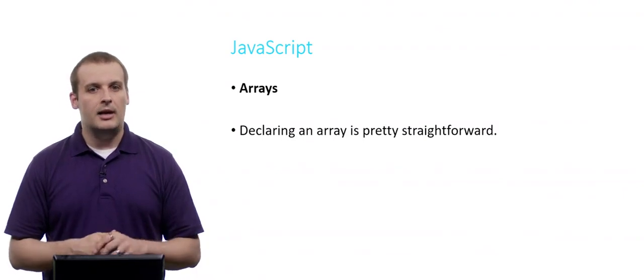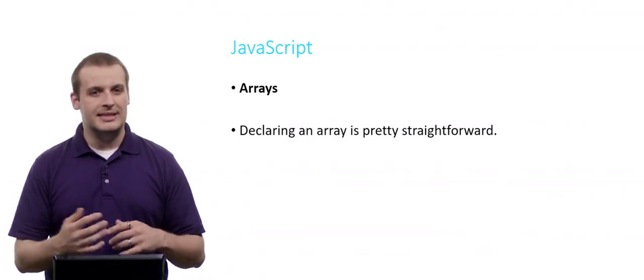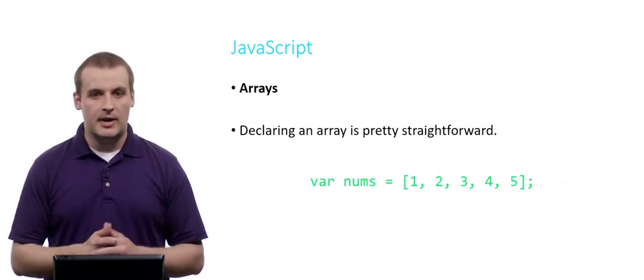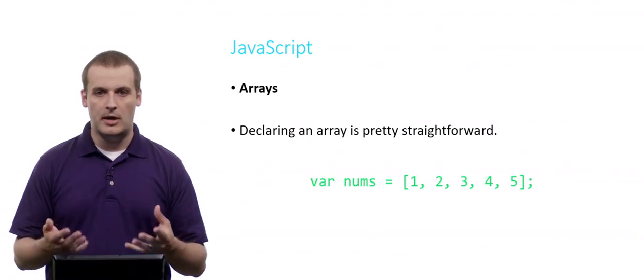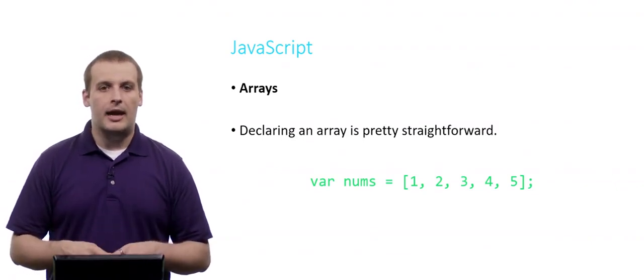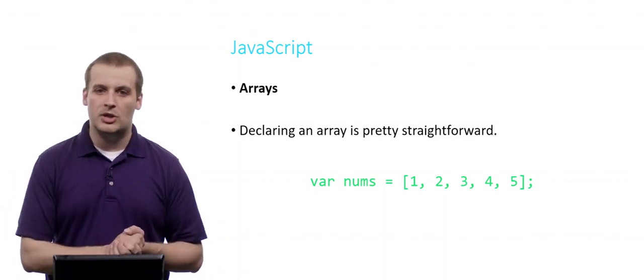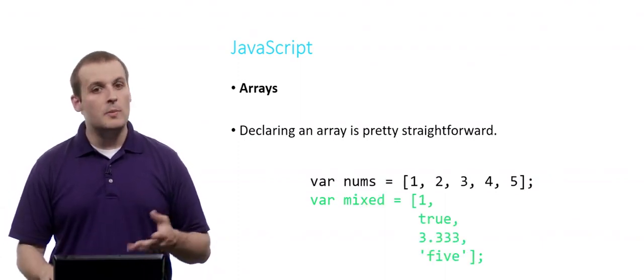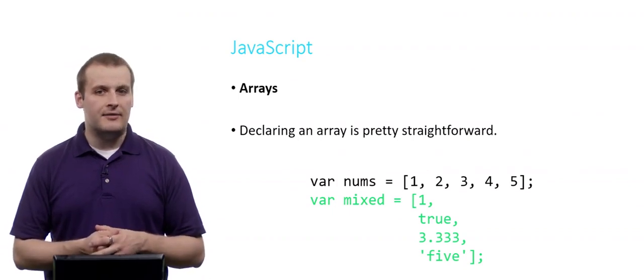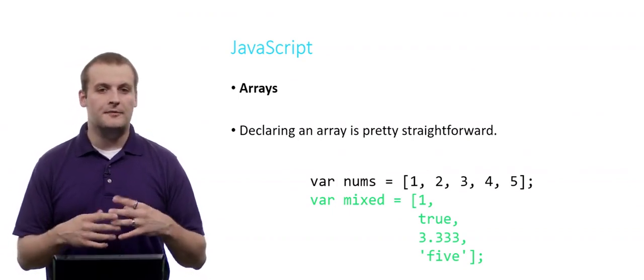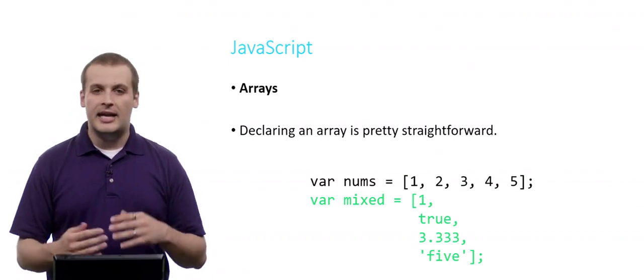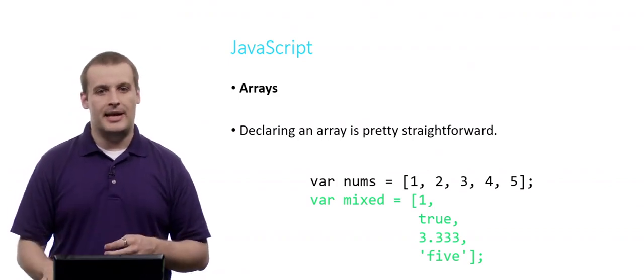JavaScript, like C and like Python, where they're analogous to Python's lists, has arrays, and you can declare an array. It's pretty straightforward. So for example, var nums creates a local array. And then I have square brackets, and I just have a comma-separated list of all the values that I want to put in the array. I can also mix types. I don't have to have all integers or all floats or all strings like I do in C. I can have different types mixed together there.